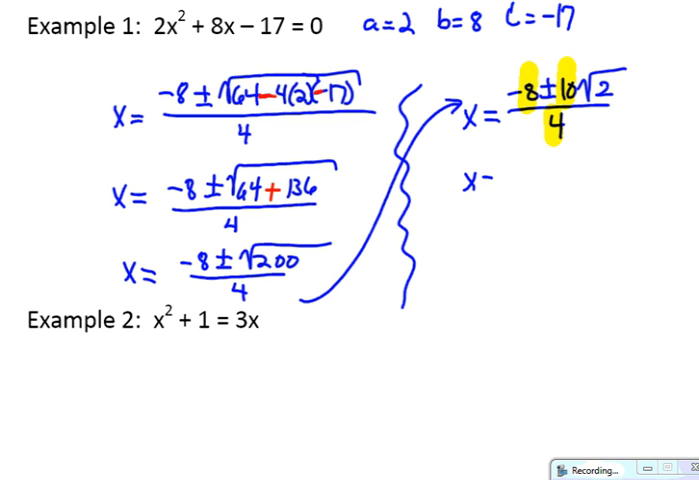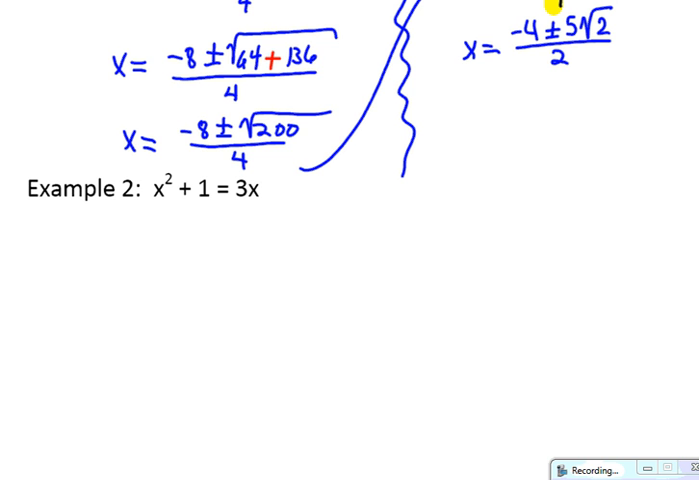So I will end up with x is equal to negative 8 divided by 2 is negative 4, plus or minus 10 divided by 2 is 5, radical 2, all over, and then 4 divided by 2 is 2. So that reduces to negative 4 plus or minus 5 square root of 2 over 2. But key is it must go into all 3 spots in order for it to reduce.